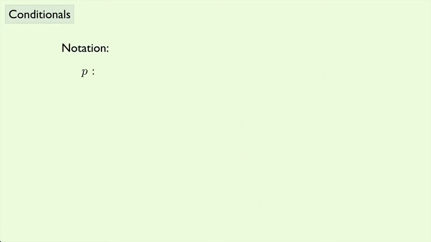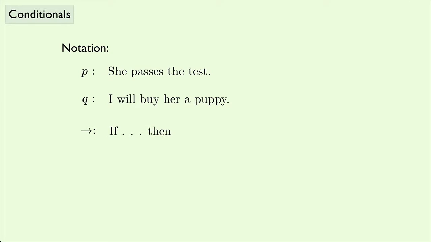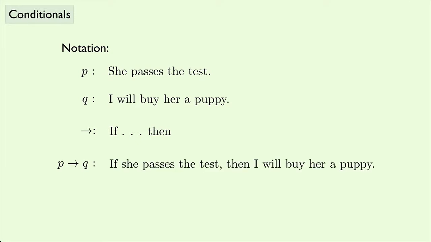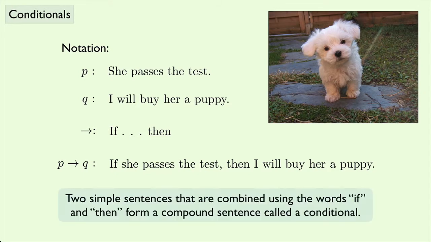The notation works like this. If we say P represents "she passes the test," and Q represents "I will buy her a puppy," then we use an arrow to represent the conditional, if and then. So P arrow Q represents "if she passes the test, then I will buy her a puppy." Two simple sentences combined using the words if and then form a compound sentence called a conditional. The placement of the if and the then does matter. We have the if in the beginning, then the sentence represented by P, then the then, and then the sentence represented by Q.